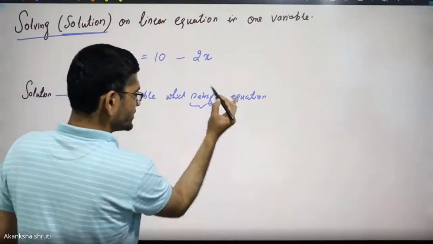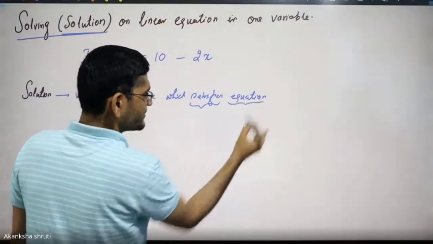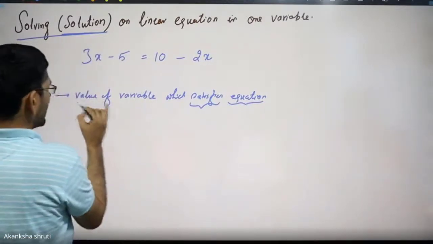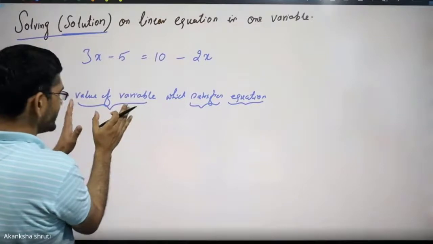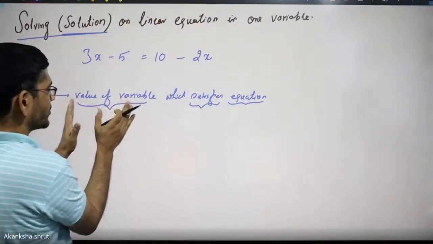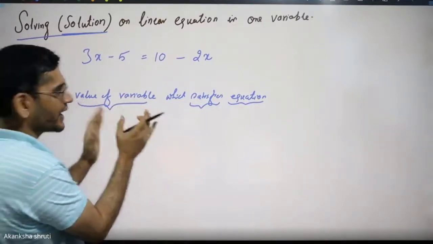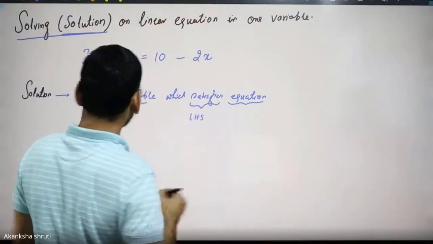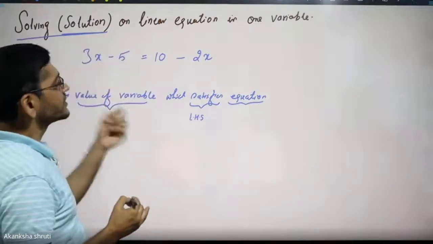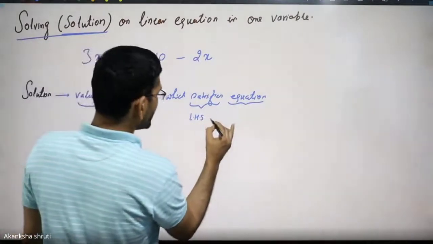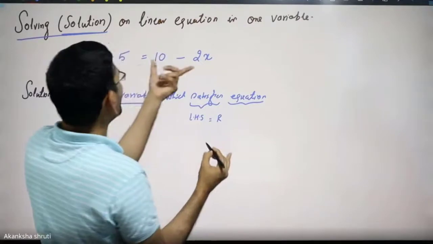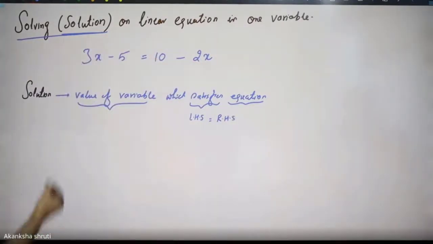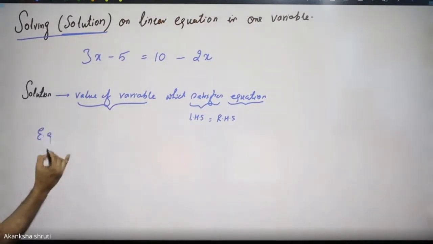Satisfied equation. So equation simply means something on LHS and something on RHS. So whatever the value of the variable that we can calculate or predict, that self-satisfies, means whatever the value that we obtain by putting this variable in LHS, the same value must be obtained by putting the value of x in RHS. Example, let us see here.